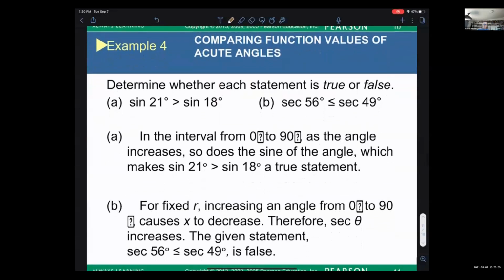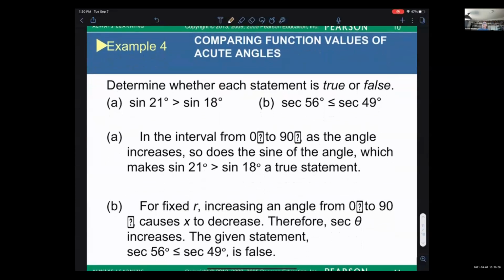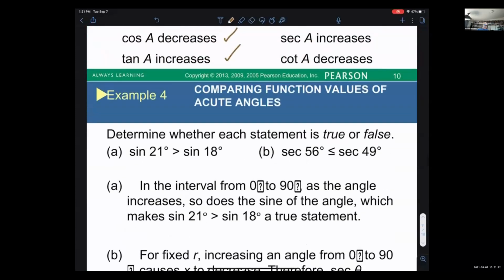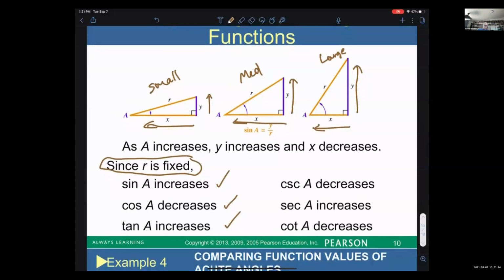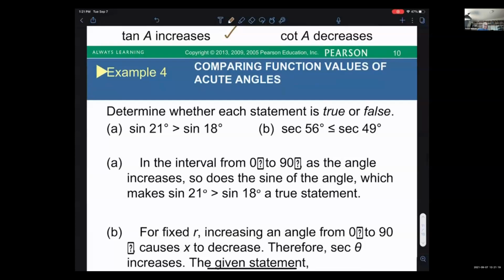Well, this gives us an ability to compare, at least with acute angles between 0 and 90, when all of this is holding true in a triangle. We can compare things like, would I suspect that sine of 21 is bigger or sine of 18 is bigger? Well, since as the angle grows, the sine function is increasing, then if the angle has increased from 18 to 21, then sine of the angle should also have increased. So that's why we can see that this statement can be made.